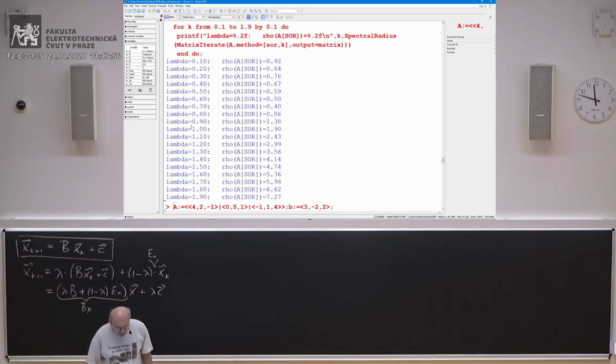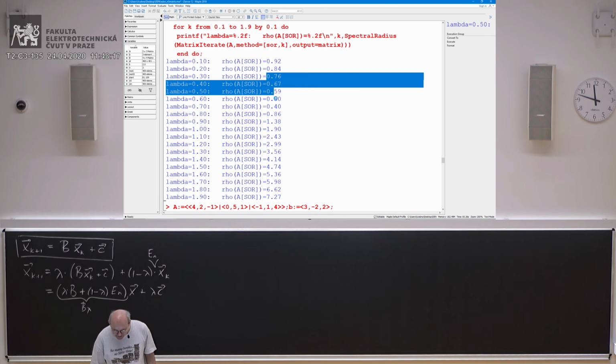So, the important line is this one. Lambda is equal to 1. This is the original Gauss-Seidel iteration. And when we look at the spectral radius over here, we can see that Gauss-Seidel iteration would actually diverge. But if we apply relaxation, we get convergence in this range.